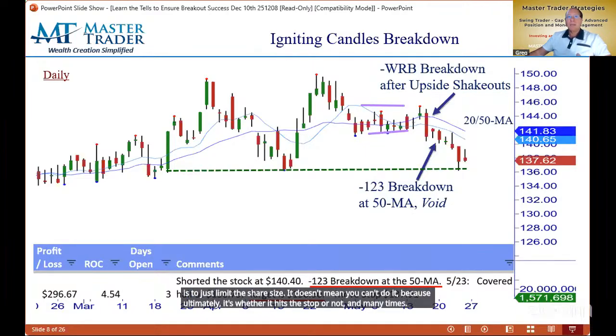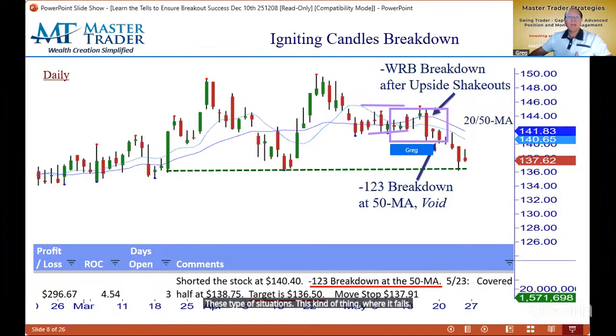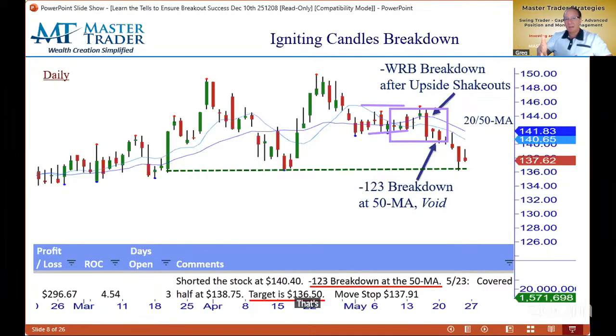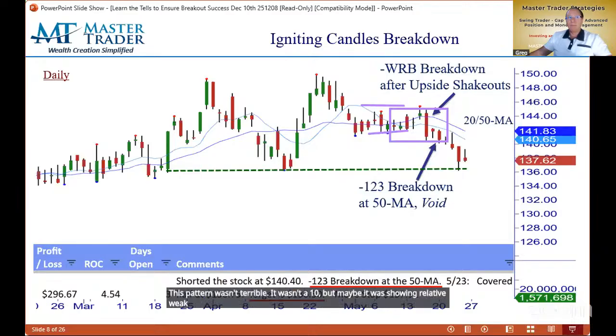And many times these situations, where it fails, could be related to the broader market environment. It could be that this stock was showing relative weakness, meaning it broke out after the market had just run 6 days in a row up into resistance and stalled. So that first slide where we showed you all the concepts, we're not talking about all of them today. That's what a course does. And so I'm adding some flesh to the discussion here as to, look, this pattern wasn't terrible. It wasn't a 10, but maybe it was showing relative weakness at the time.